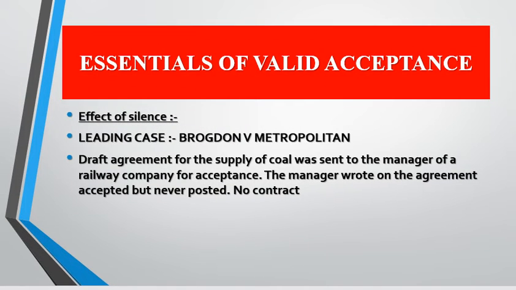So, the effect of silence: in the case of Brogden versus Metropolitan Railway, a draft agreement for the supply of coal was sent to the manager of a railway company for acceptance. The manager wrote "accepted" on the agreement, but he never posted it, so it is not a valid acceptance because acceptance was not communicated.